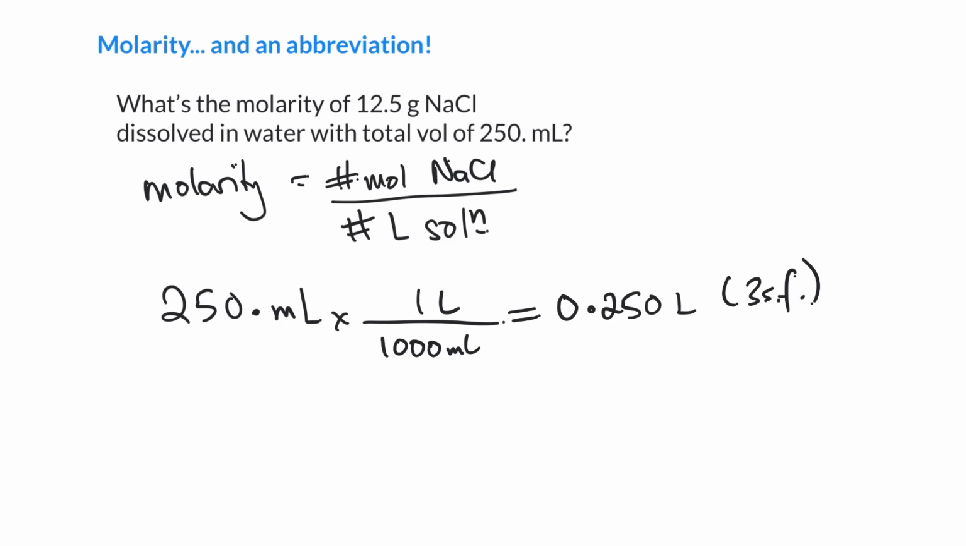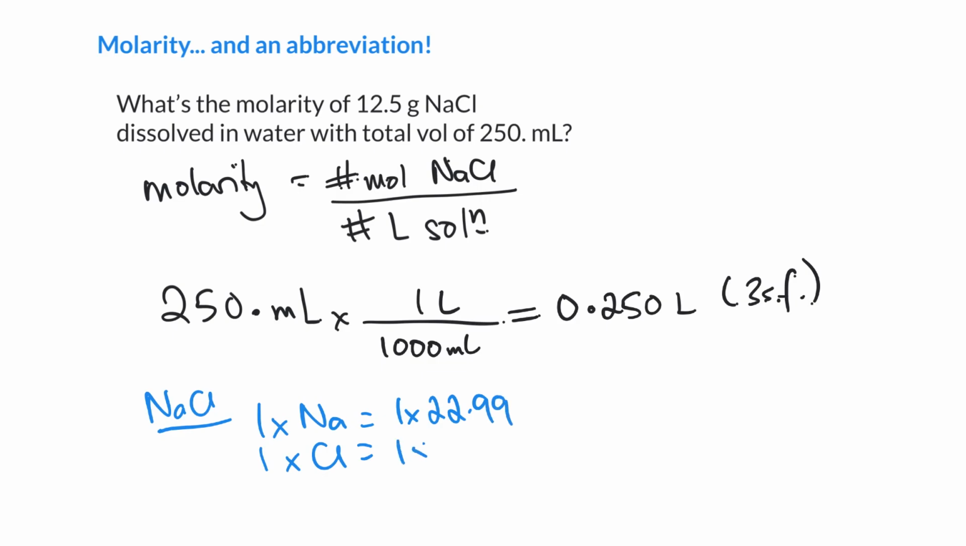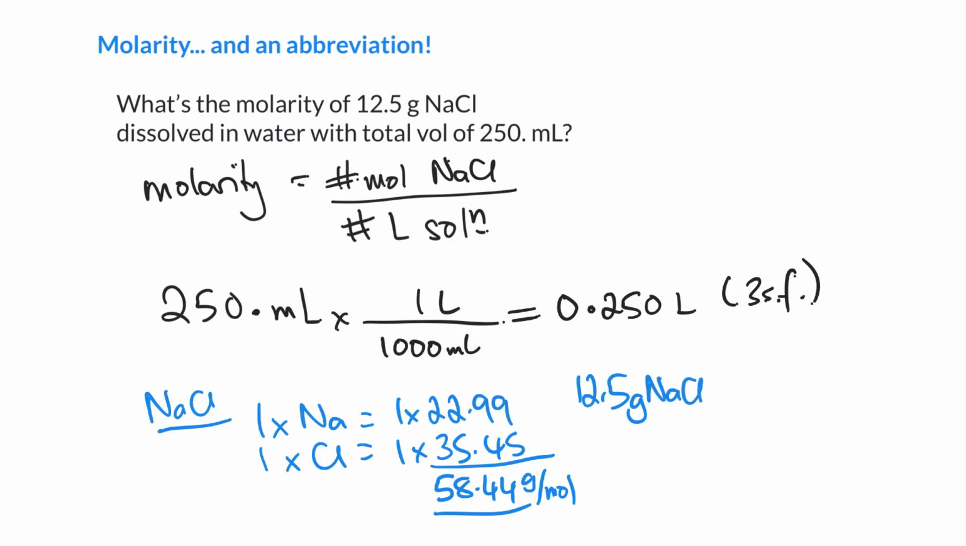So the next thing we need to do is to figure the number of moles of sodium chloride. We can figure that out by calculating the formula mass, the molar mass if you like. We have 1 sodium and 1 chlorine. If we look these up on the periodic table, sodium is 22.99 and chlorine is 35.45. If we sum these together, we get the molar mass, which I get to be 58.44 grams per mole.